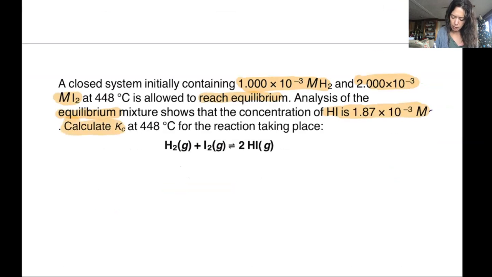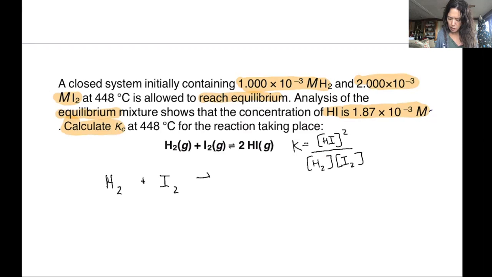Well, for this reaction, Kc is equal to the concentration of HI at equilibrium squared over the concentration of hydrogen at equilibrium and iodine at equilibrium. All right, so I'm actually going to rewrite this, and this is a perfect time to utilize something called an ICE chart, which is often used in solving equilibrium problems. It's a method of organizing data.